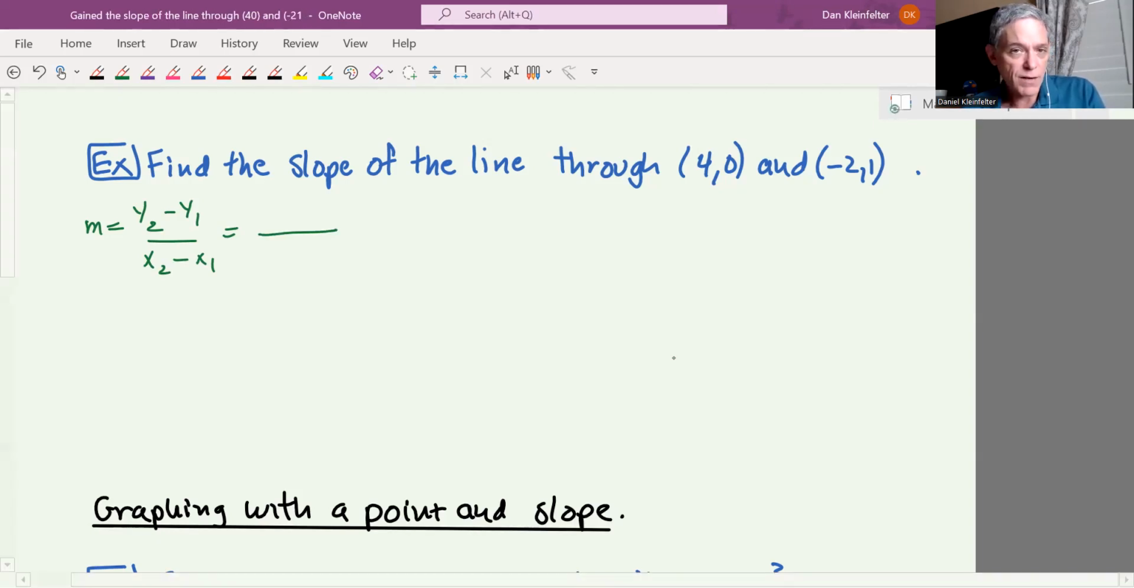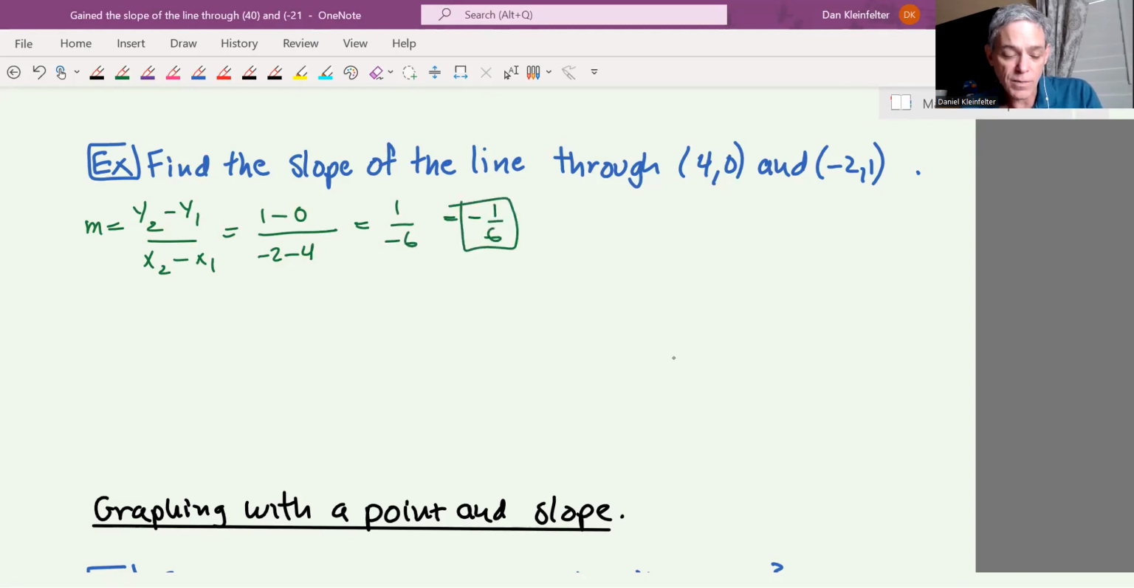So I'm going to subtract right to left. Up top we'll have 1 minus 0. Down below, -2 minus 4. Okay, so up top 1 minus 0 is 1, and -2 minus 4 is -6. So we'll have -1/6 for our slope.